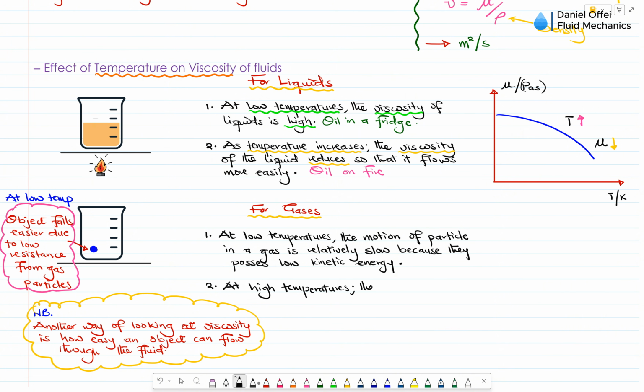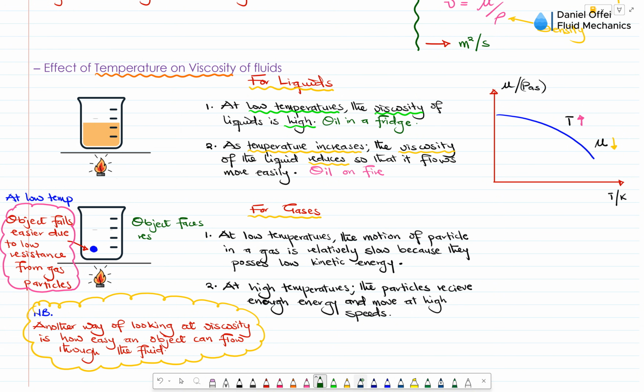However, at high temperatures, the gas particles receive enough energy to move with speed, and if they are moving at very high speeds, then it becomes very difficult for an object to flow through. So we say at high temperatures, the viscosity of gases is also high, and at low temperatures, the viscosity reduces. Unlike a liquid, where at high temperatures, the viscosity is low, and at low temperatures, the viscosity is high.